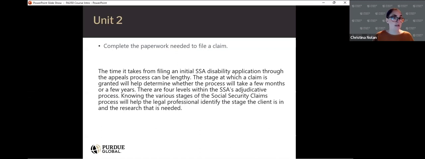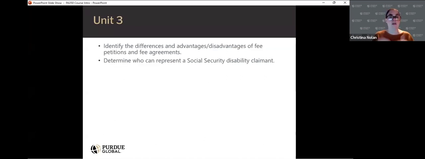This course introduces you to it so that if you walked into a law office practicing this area of law, at least you'll have the experience of doing it and looking at it on a detailed basis before you actually have to do one. You'll learn about the 4 levels within the SSA's adjudicative process. You'll know the stages of claims, and this is going to help you identify what stage the client walking into your office is at. What point in the process are they at?